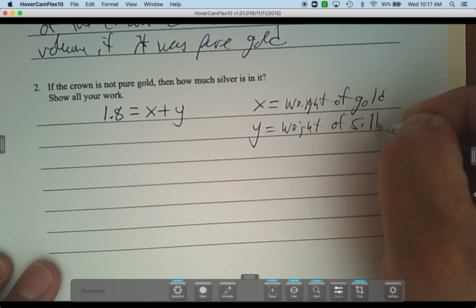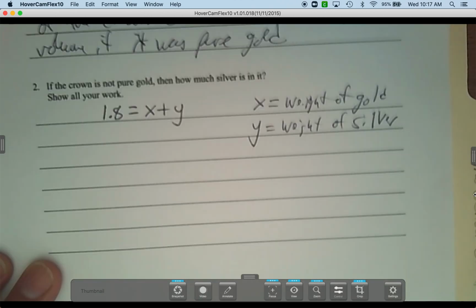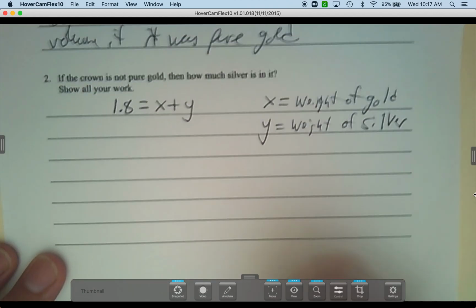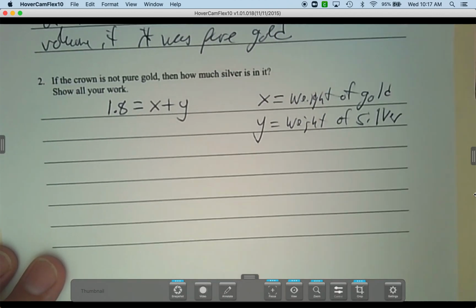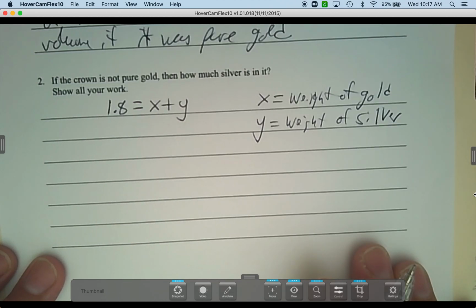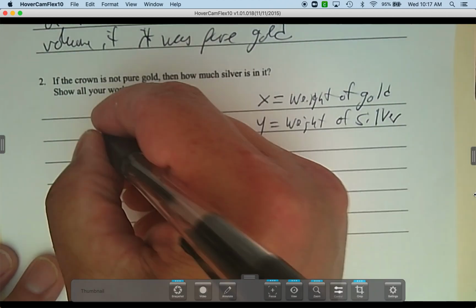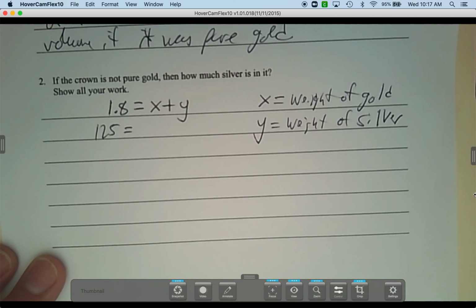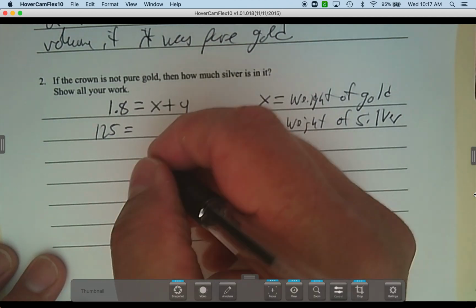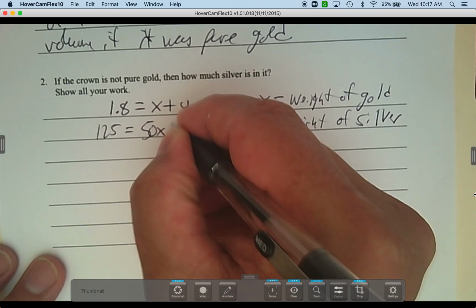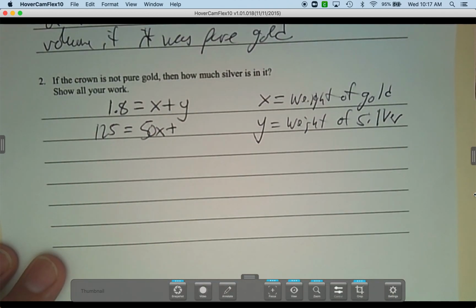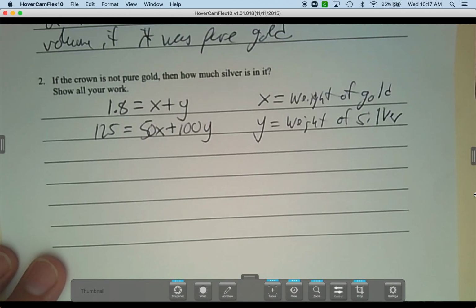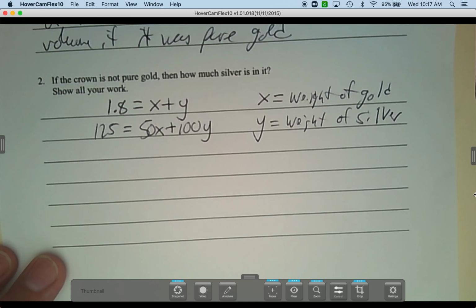Now, we have two unknowns. Now, one equation, two unknowns, we can't solve it, so we need more data to have a second equation to be able to solve this. So what else do we know? Well, about volume. So what do we know about the volume of the crown? And we know the volume of the crown is 125. Now, the rate in terms of volume for gold is 50, and that's x. And for silver, it's 100, and that's y. So now we have two equations and two unknowns where we can then solve to know how much we have of each.